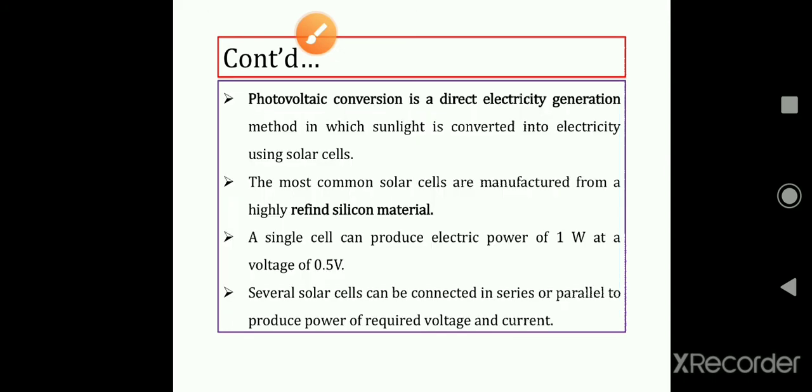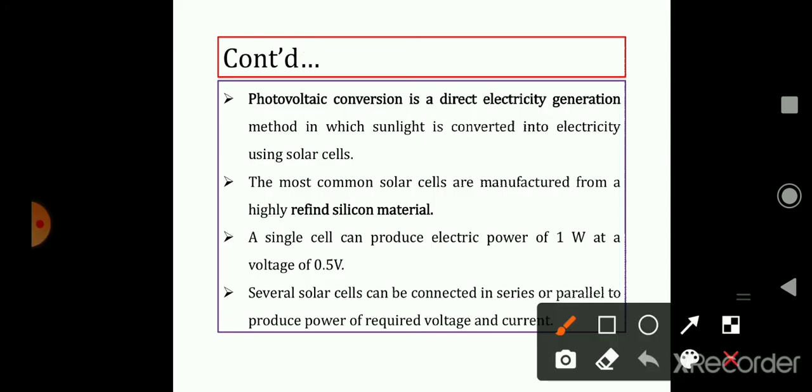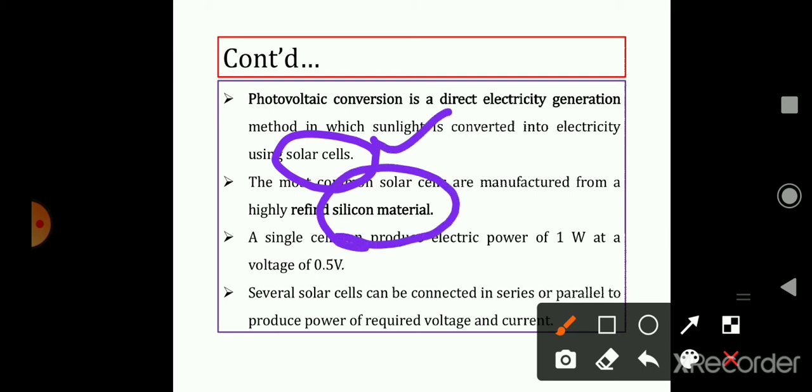The second method is to directly convert solar radiation into electricity by using a solar cell. The solar cell is made up of silicon material. The silicon material consists of two layers: one is a P layer, another one is an N layer. That means it is made up of P type semiconductor and N type semiconductor. Each solar cell produces an electric power of 1 watt at a voltage of 0.5 volt.